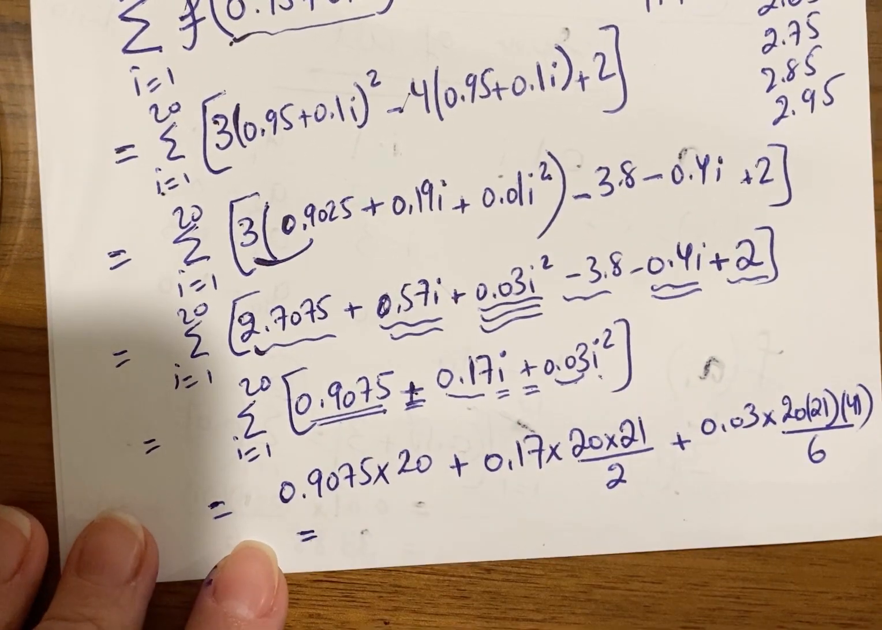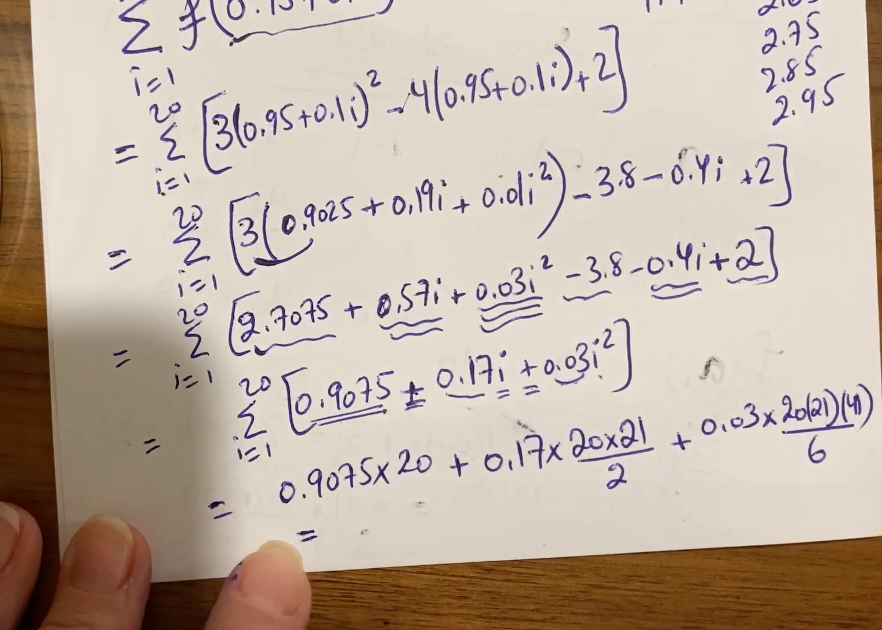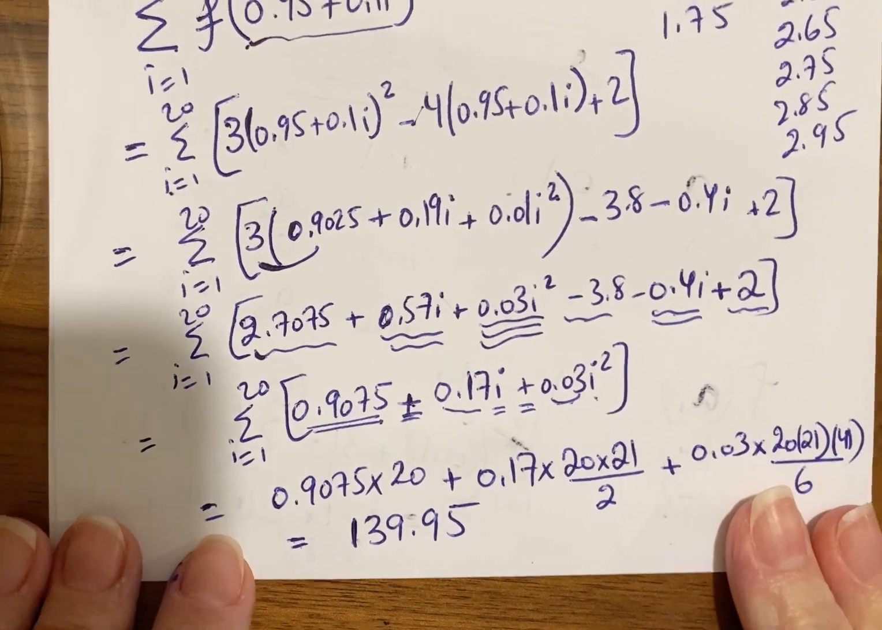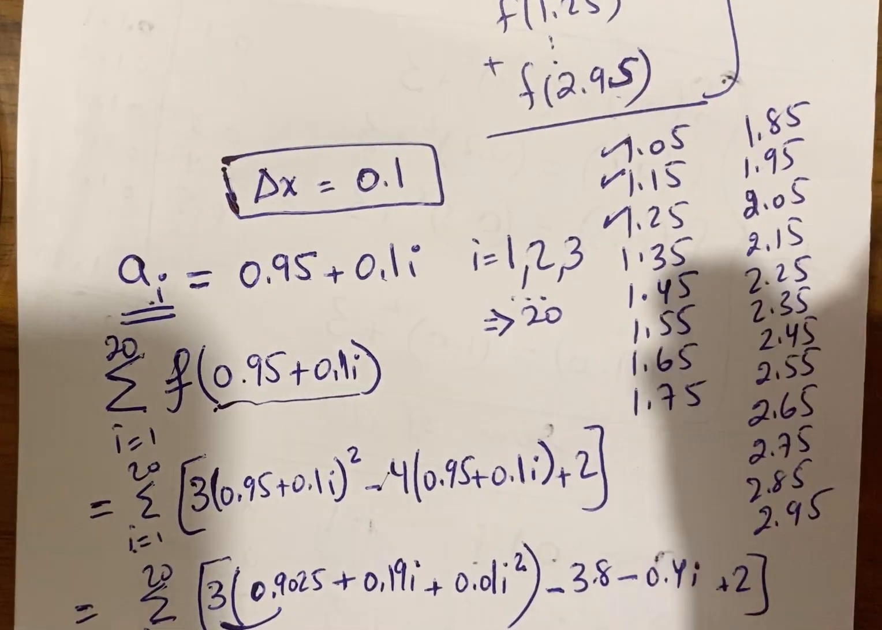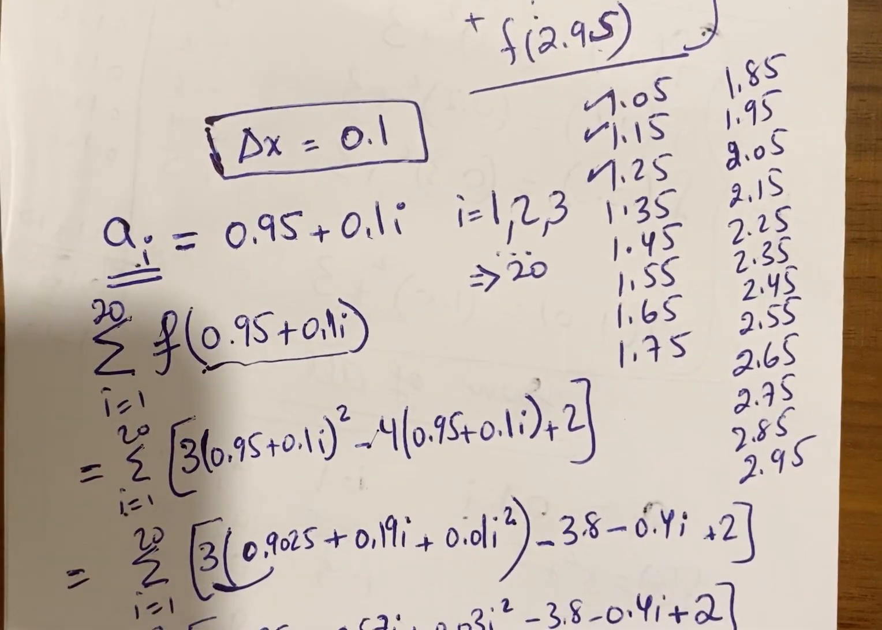And then what will the total be? This times 20, plus 0.17 times 20 times 21 divided by 2, plus 0.03 times 20 times 21 times 41 divided by 6. The answer will be in total 139.95. Good luck with doing it the other way, which is finding the function value at each one of these and then adding the answers.